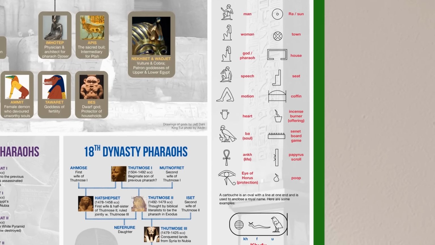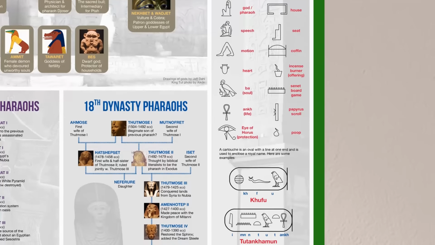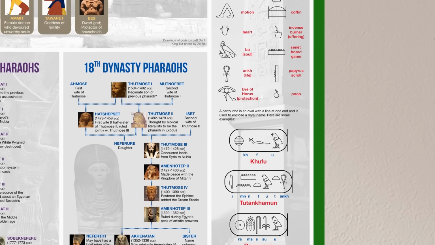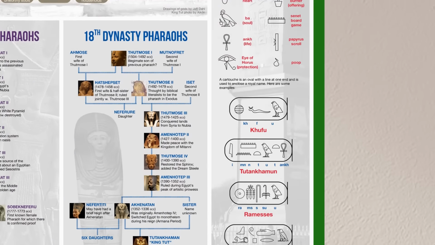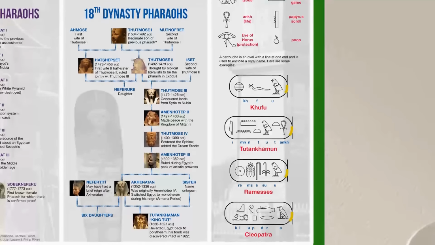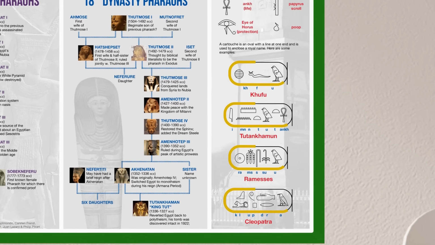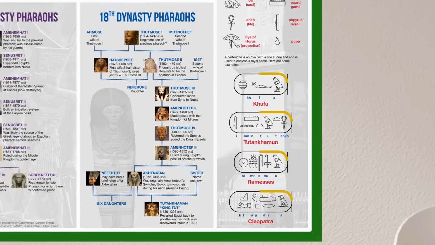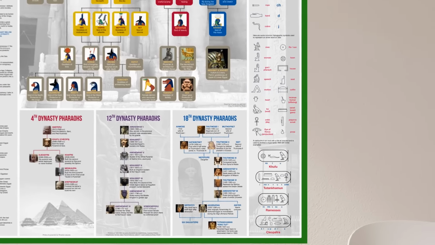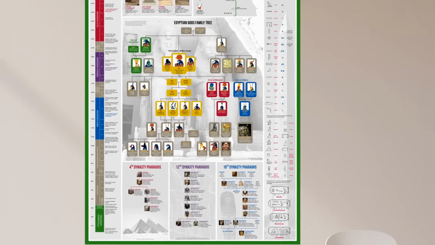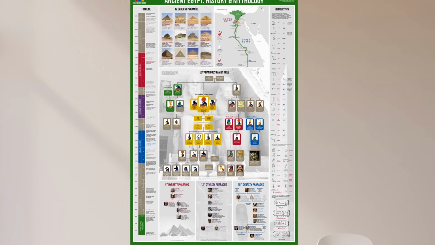The symbols for single sounds were mostly used for spelling out proper names. In these cases, they were placed in a rounded box called a cartouche, and I've given you a few examples here. Okay, so that was just a very brief overview of ancient Egypt's history and mythology.